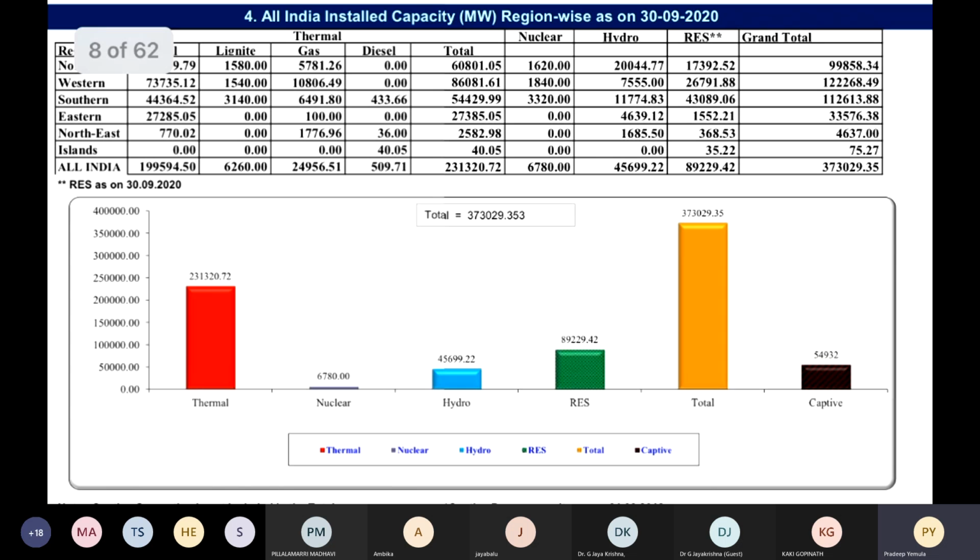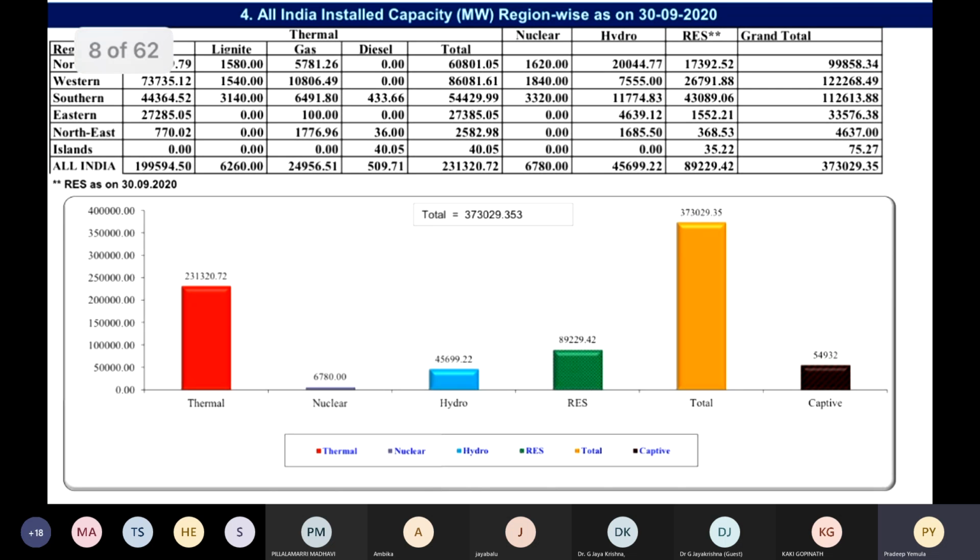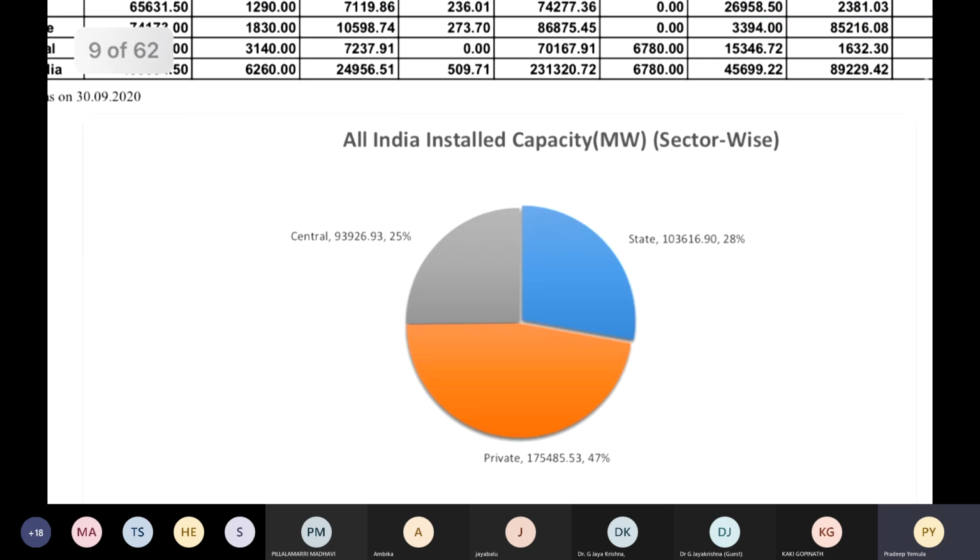Okay, so let's see if there is anything more interesting in this. If you further go down, again installed capacity according to ownership. Earlier we saw installed capacity according to regions, but now here installed capacity according to ownership.